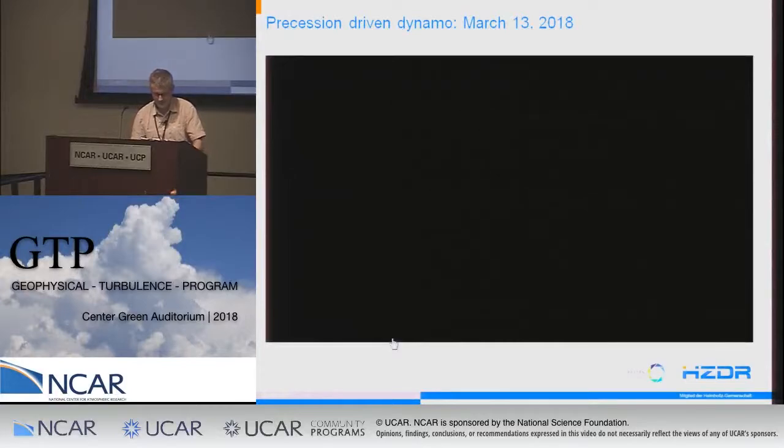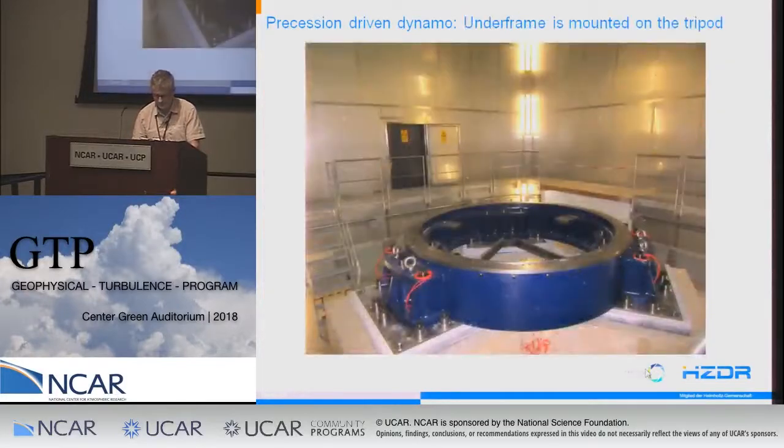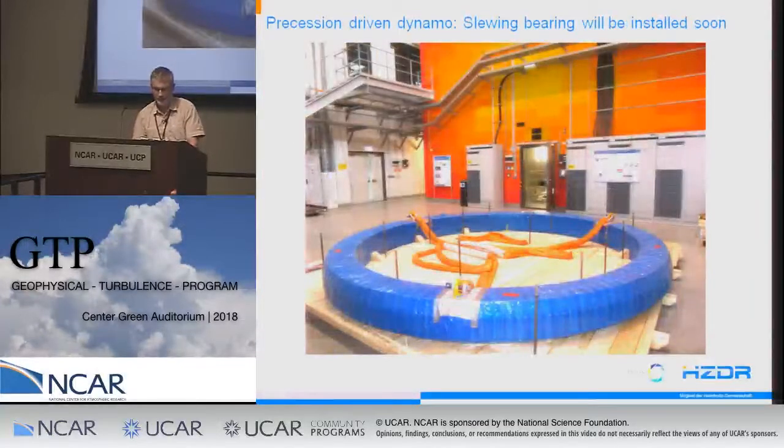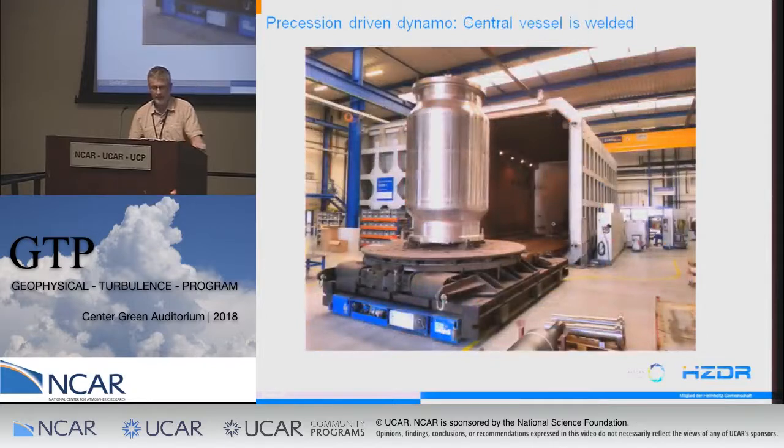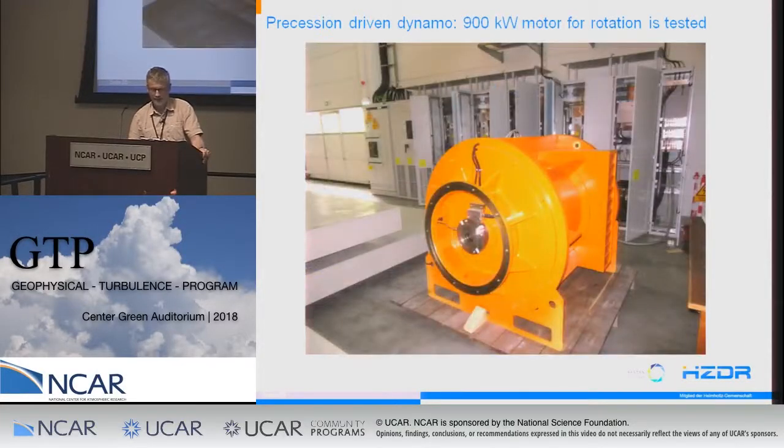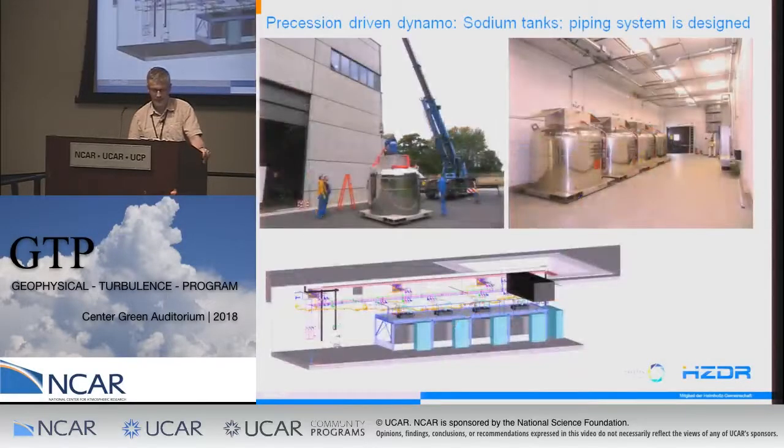And now this underframe is really installed here. Here is the big ball bearing for the turntable. It will be installed soon. Here is our central vessel, which is welded. This is not the newest state. We have already done some more specifics here. This is our 900 kilowatt motor for the rotation. It has been tested. I think it will run.